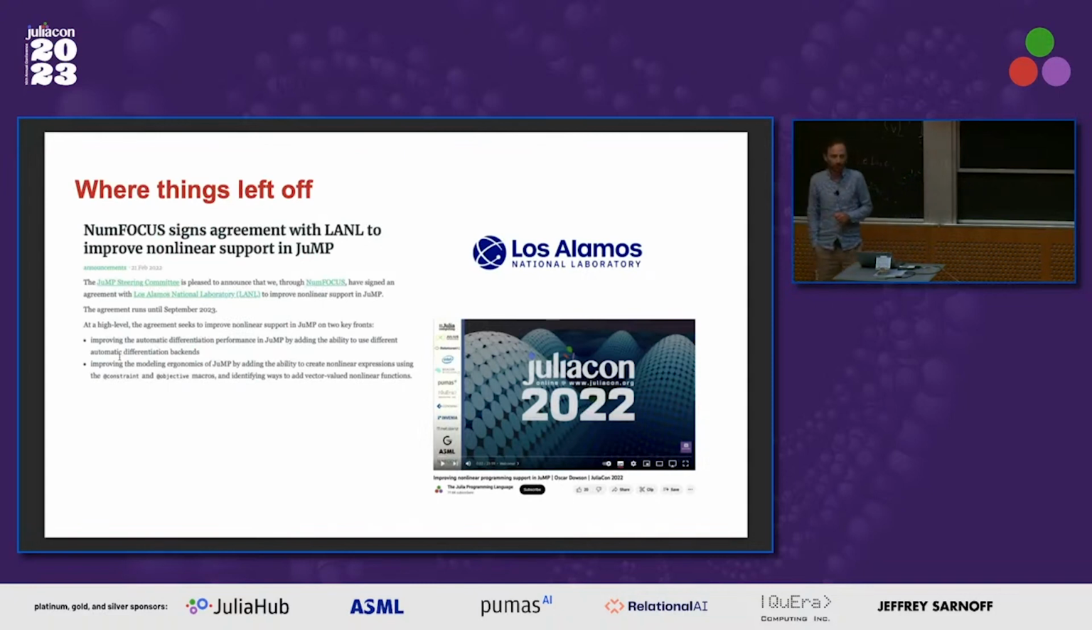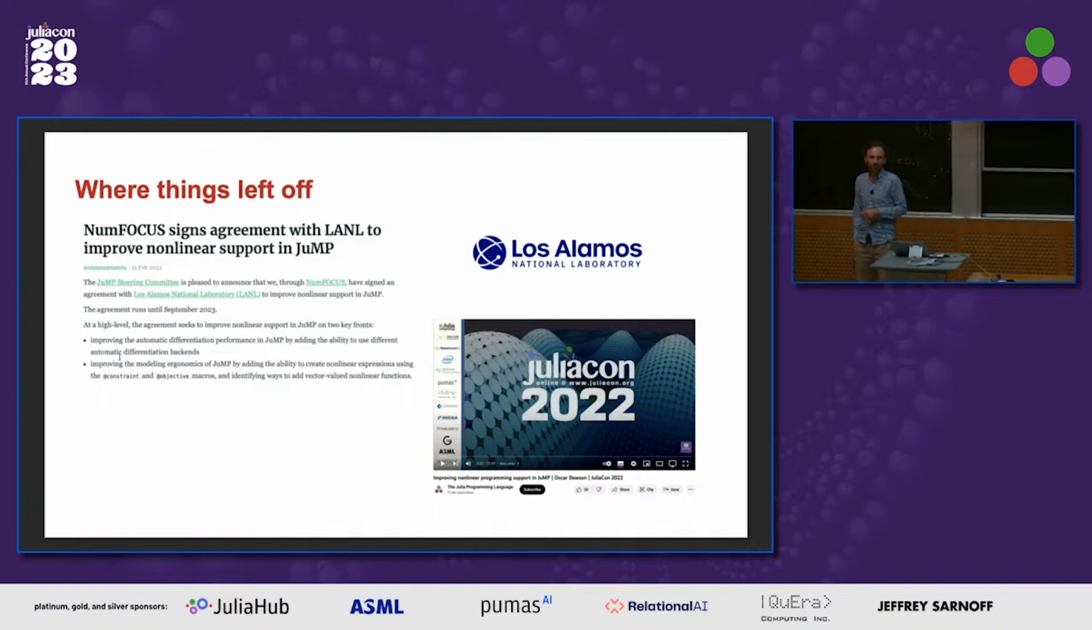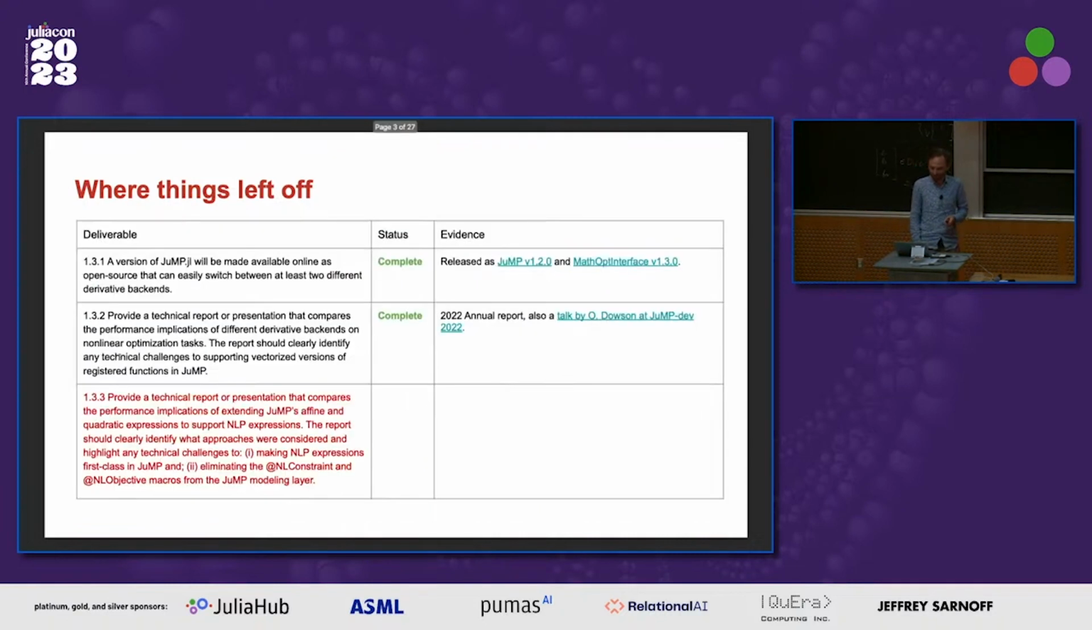So I guess where things left off. Last year I gave a talk with the exact same title, Improving Nonlinear Support in JMP, and I've come back and I'm still improving nonlinear support in JMP. The backstory is that some folks at Los Alamos National Labs who like to solve power optimization problems, ACOPF, complained a lot about JMP's nonlinear support, and they said, can you improve it? And we said, yes. Do you have any money? And they said yes. And so that's what I've been working on for the past 2 years.